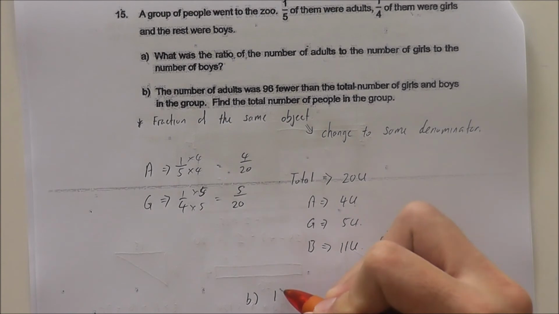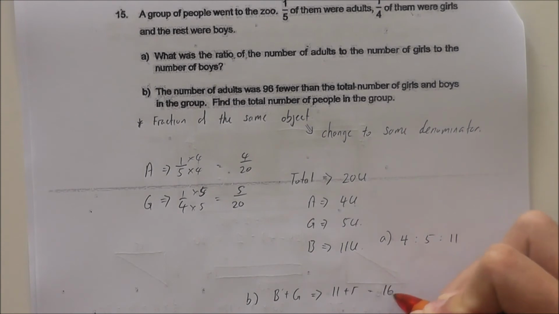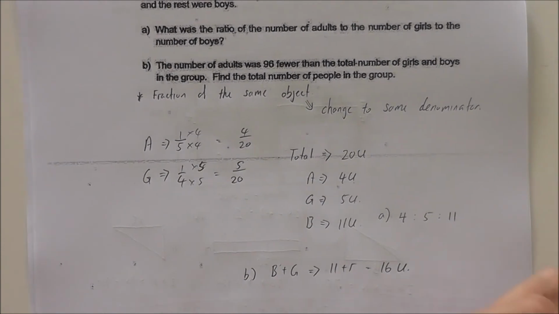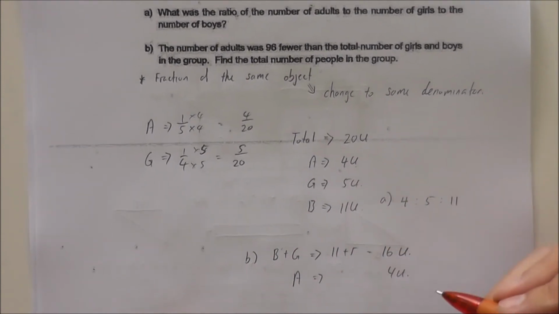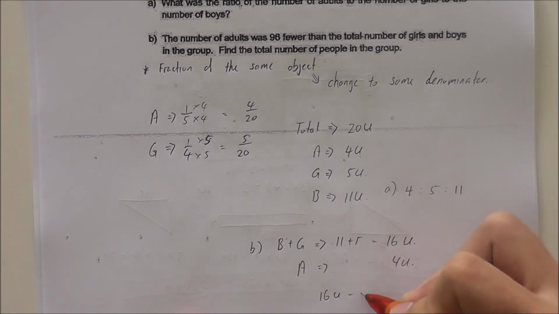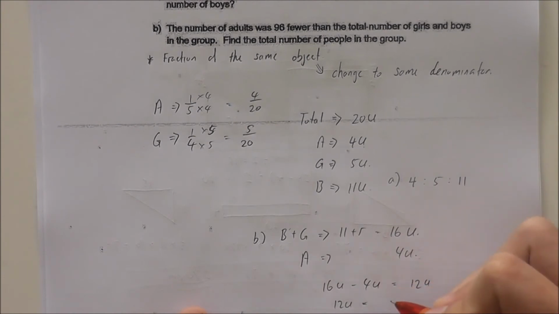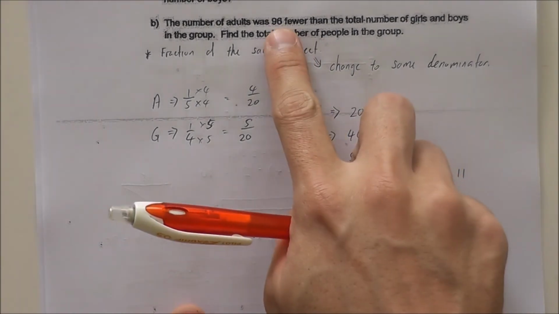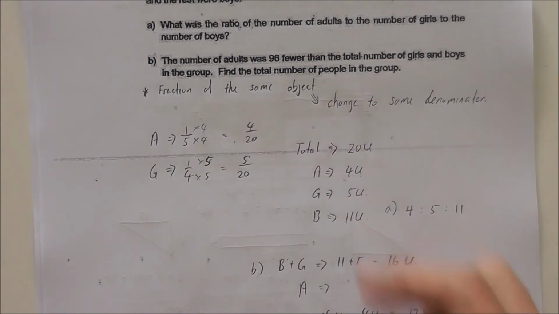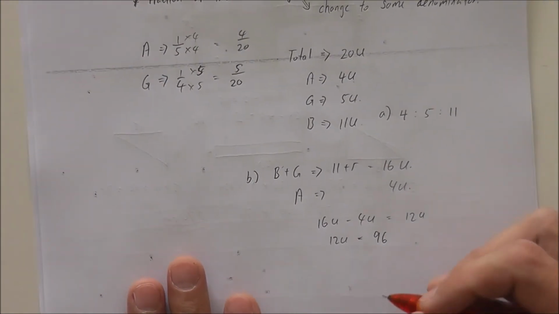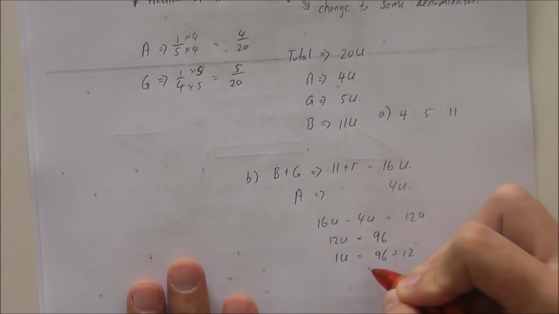Now I'm doing B. Boys plus girls, 11 plus 5, 16 units. Am I right? Then for the adults, adults is 4 units. So the difference will be 16 minus 4. It gives us 12 units. And these 12 units is represented by 96. Because 96 fewer adults than the total number of boys and girls. Right? So this 12 units equals to 96. So 1 unit will be 96 divided by 12.